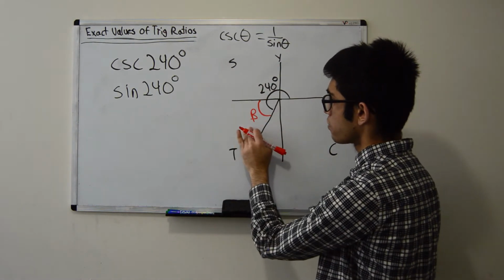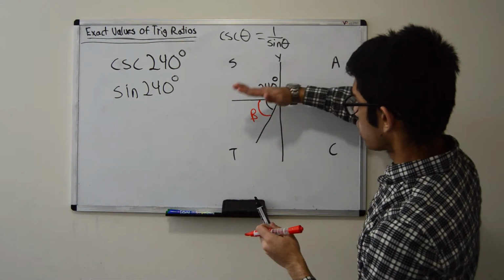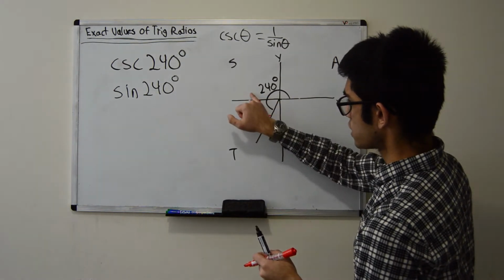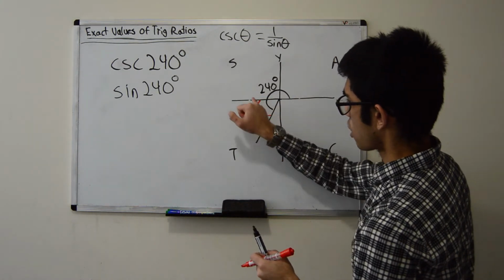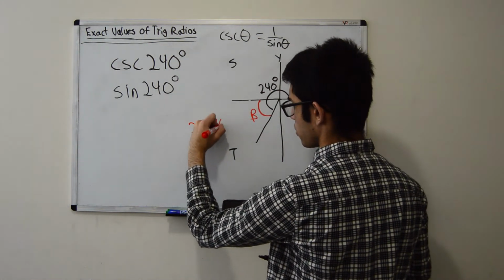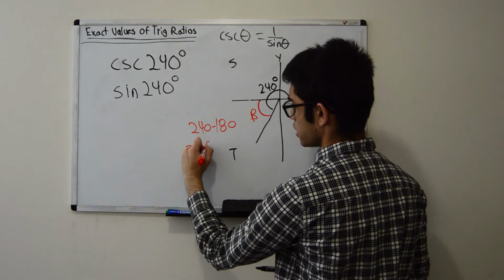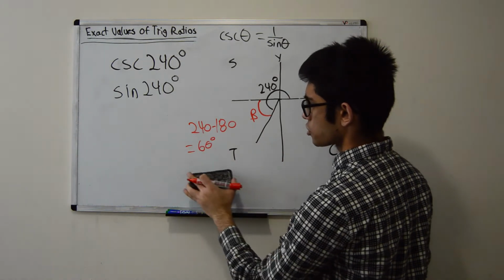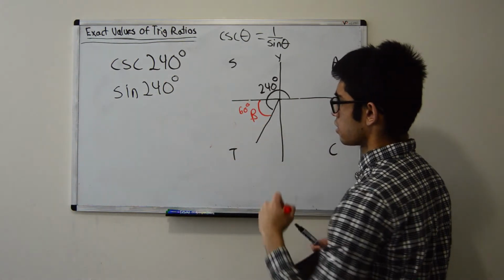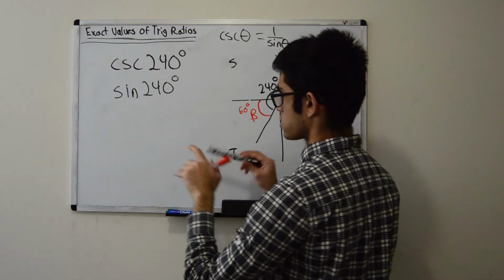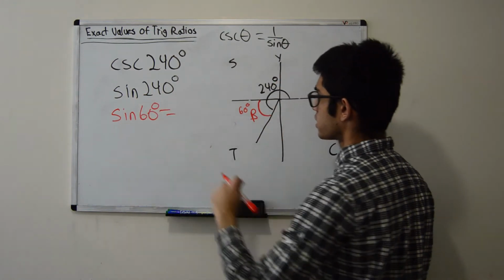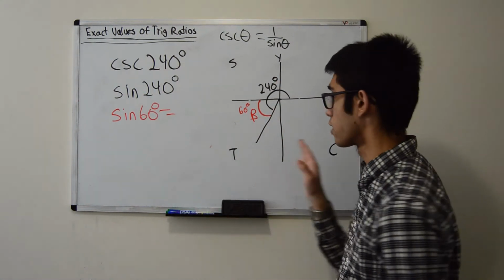So what is beta in this case, right? Well, starting from here, if I go up to here, that's 180 degrees, but I'm at 240 degrees, right? So how much extra did I go? I can figure that out by doing 240 minus 180, which is simply 60 degrees. So beta is 60 degrees. Alright? So let's compute sine 60, and then we'll switch our signs depending on the CAST rule.